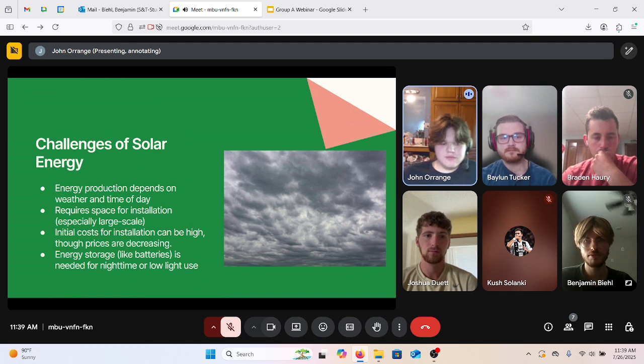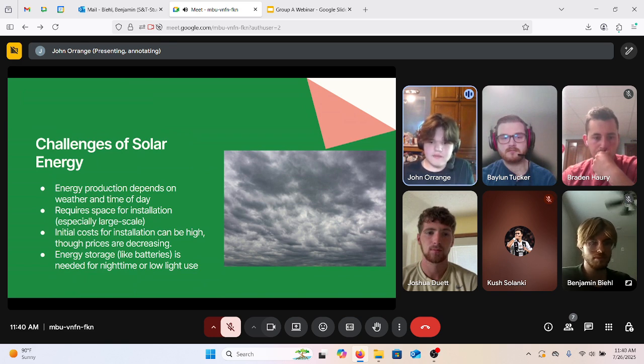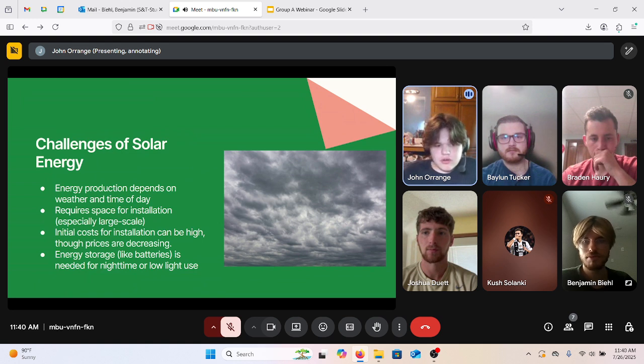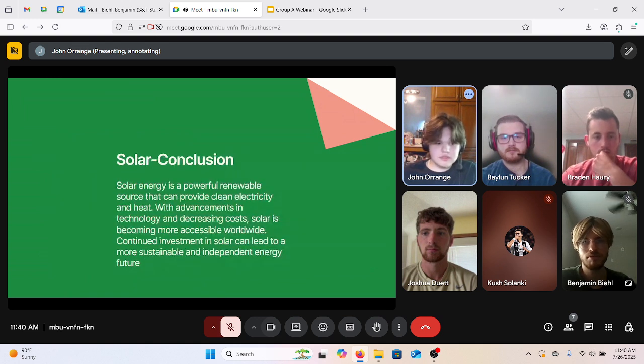However, the challenges of solar energy are that because it's produced by the sun, it is very dependent on weather and time of day. It requires a lot of space for installation, especially at a larger scale. Initial costs for installation can be high, but the prices are decreasing as time goes on. And you need energy storage like batteries so you still have power during low light or night.